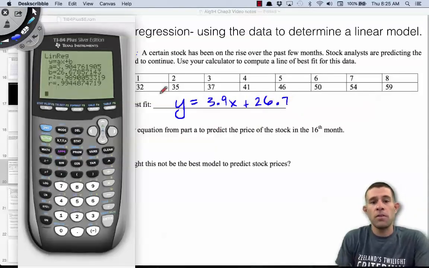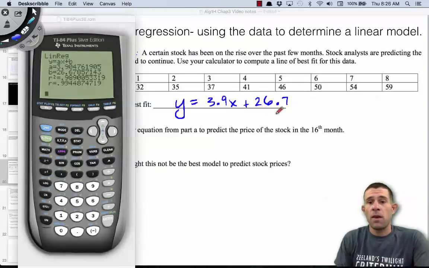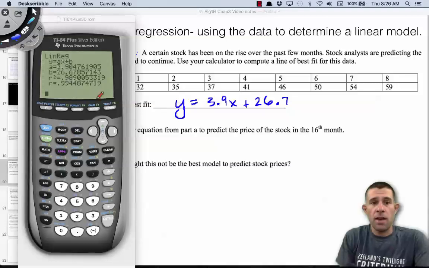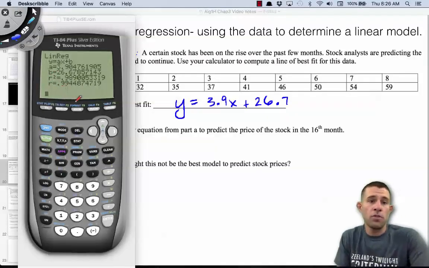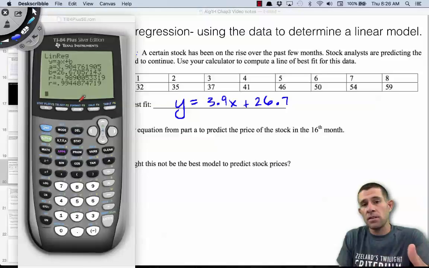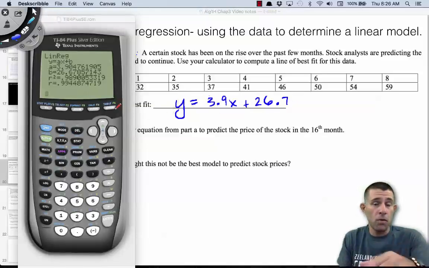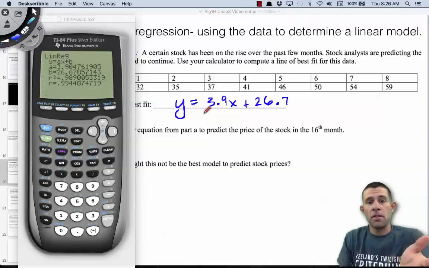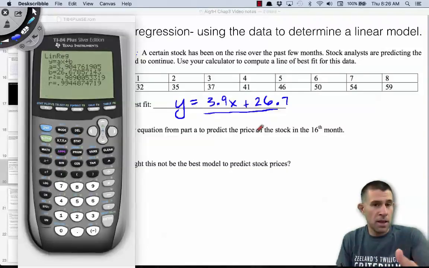So here's the equation that fits this data. You can see that I have a slope of about 3.9 and a y-intercept of 26.7. Now, these other values down here, r squared and r, are called our correlation coefficient, and they tell us how closely this line predicts the data. The closer you are to positive 1, the better this equation is to predict that data.